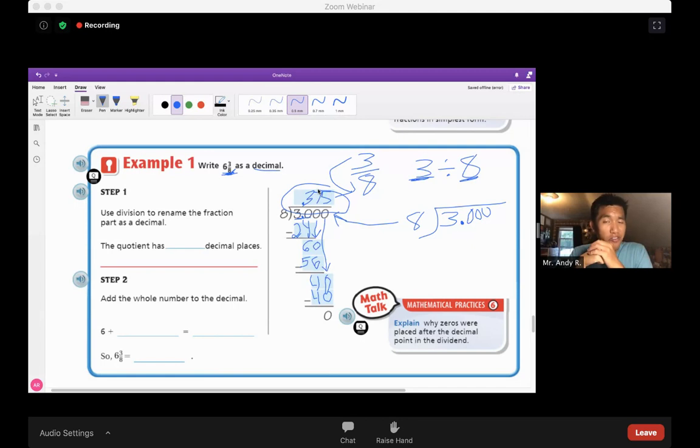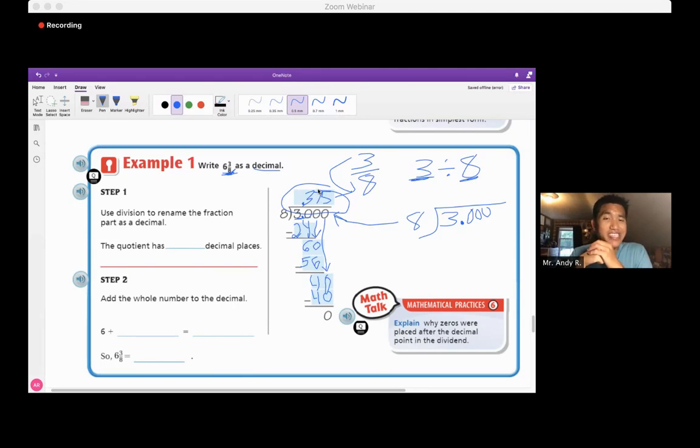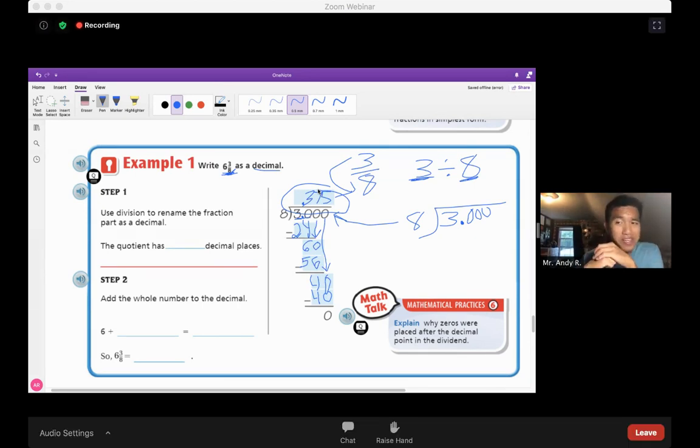If you are given a fraction and asked to find the decimal, this is how you would do it. You just simply do the numerator divided by the denominator, because that's what fractions are. They are really division signs.